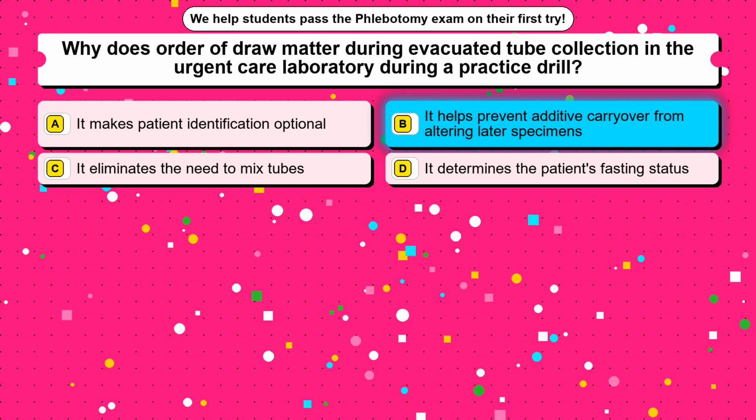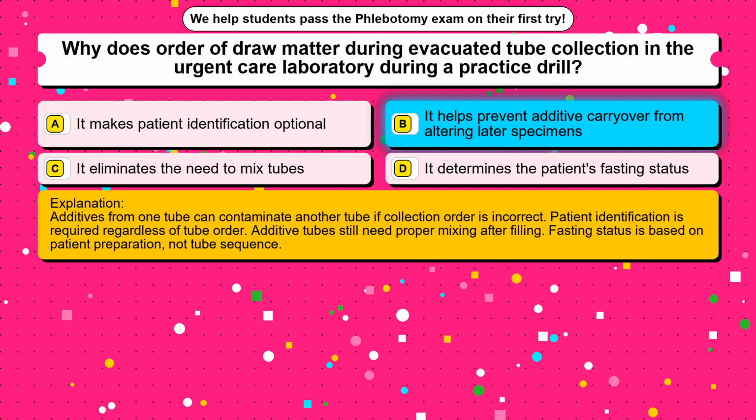The correct answer is option B. It helps prevent additive carryover from altering later specimens. Additives from one tube can contaminate another tube if collection order is incorrect. Patient identification is required regardless of tube order. Additive tubes still need proper mixing after filling. Fasting status is based on patient preparation, not tube sequence.